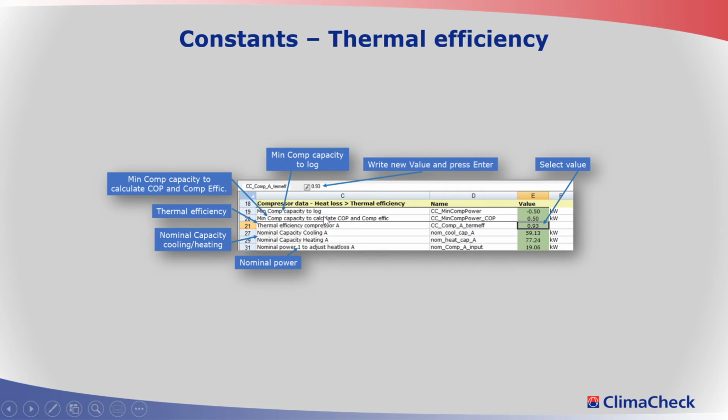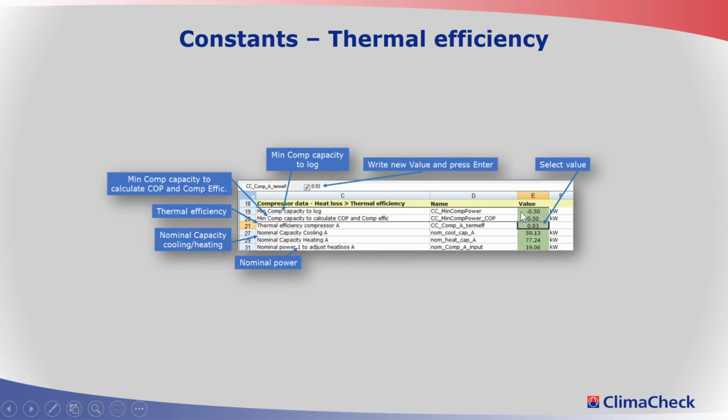The next one defines the limit above which we calculate the COP and all the KPIs. So default value is 0.5 kilowatts. This means when we measure compressor power higher than 0.5 kilowatts, then we will calculate the COP and the efficiencies. But if we have a value below 0.5, if we have some small currents that are there even though the compressor is turned off, then in that case we don't need to calculate the COP. The compressor is turned off.